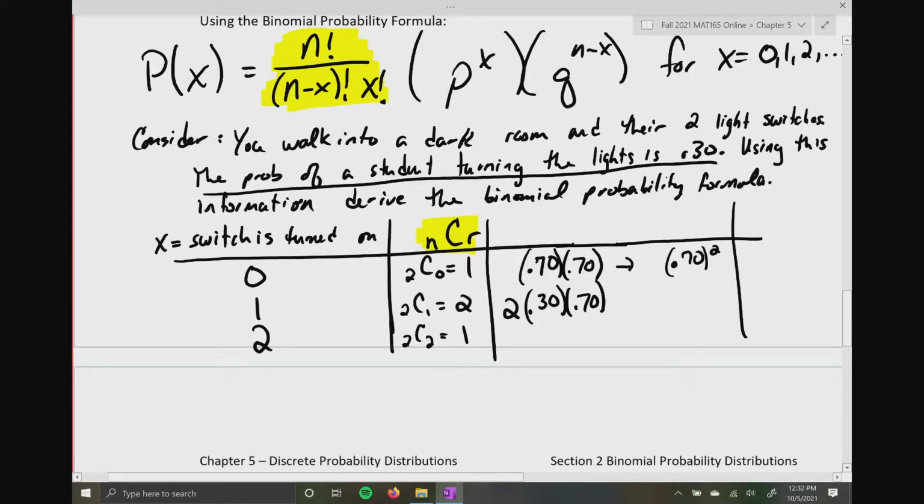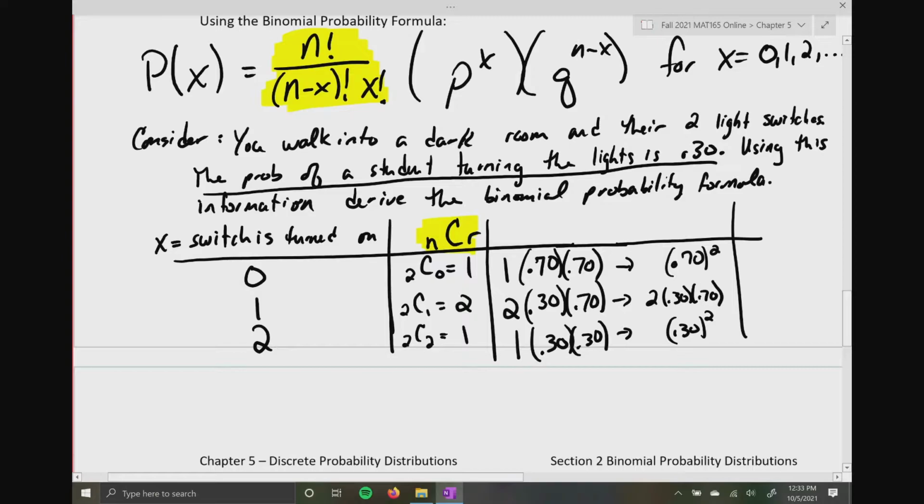Now that you can see that I multiply this by 2, in reality, I can go back to the first and multiply this by 1 because there's only one way that both light switches can be off. And then for the last part, there's only one way that both light switches can be turned on, and the probability for each switch being turned on is 0.30. So we have 2 times 0.30 times 0.70 for our second row, and then 0.30 to the second power.